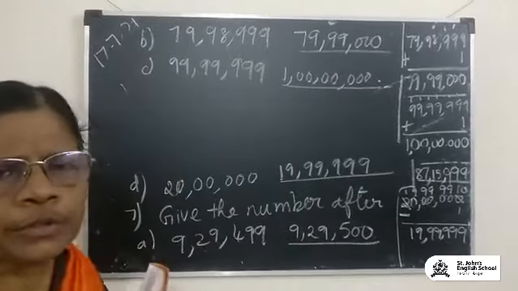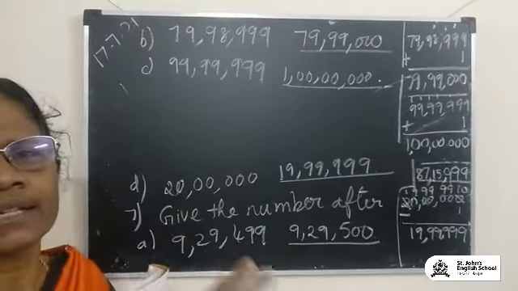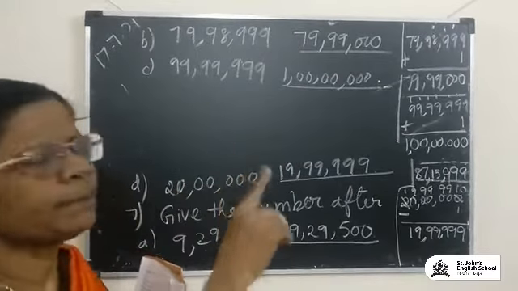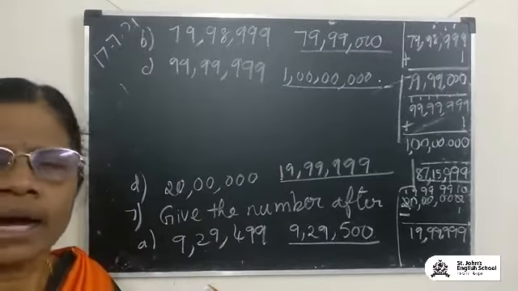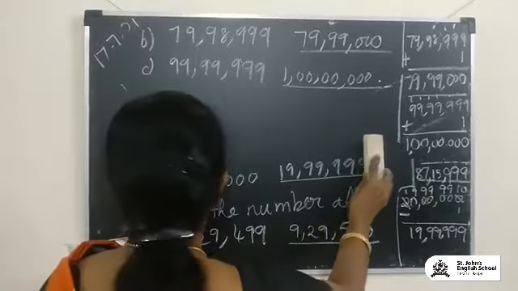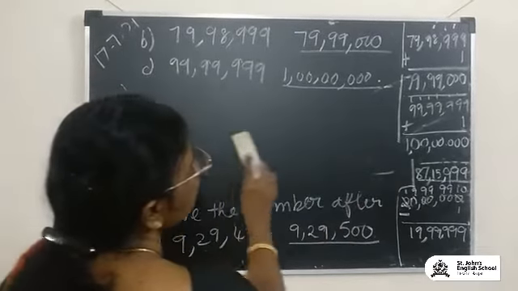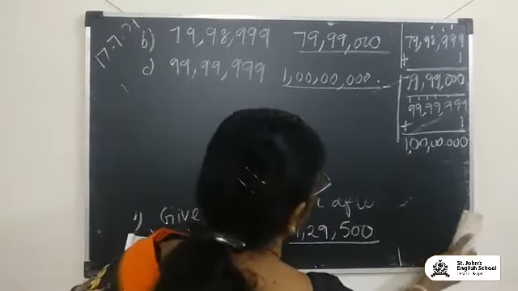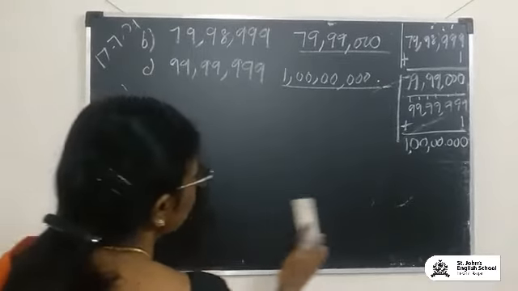Okay, so if you don't know directly, you can write like this and do the addition plus 1 and write the answer. Okay, children? Now, this exercise 1B is getting over. What I'll do, children, I'll rub this and all. Next, we'll start with the international system.